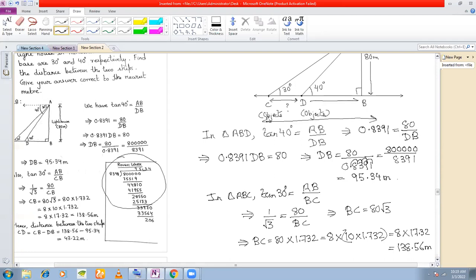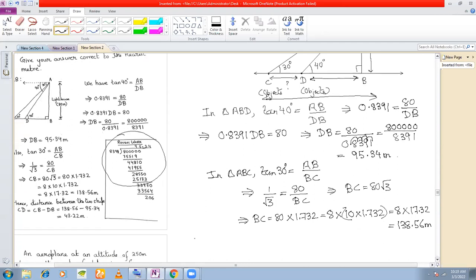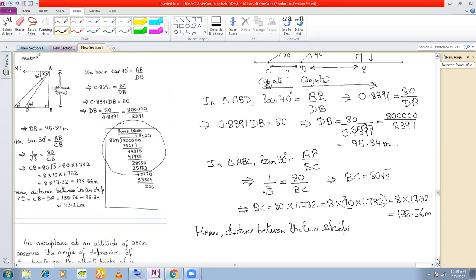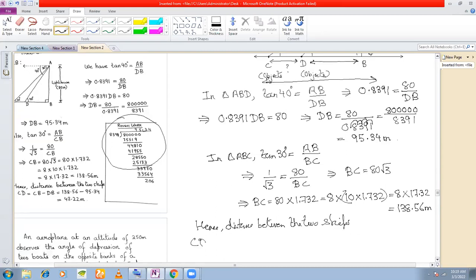And you have got the length of BD here. So what is the length of CD? It should be BC minus BD, right? Hence, the distance between the two ships, CD, is equal to BC minus BD.